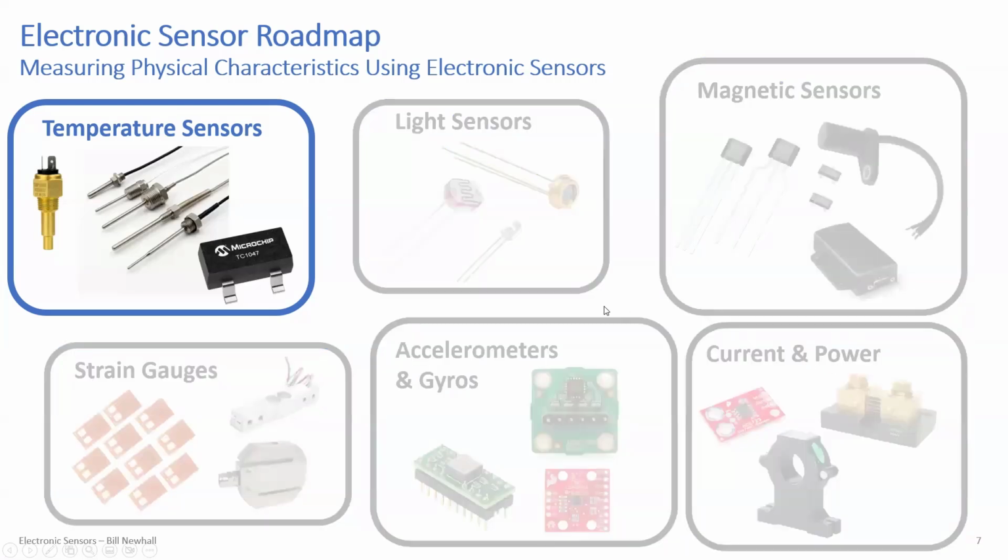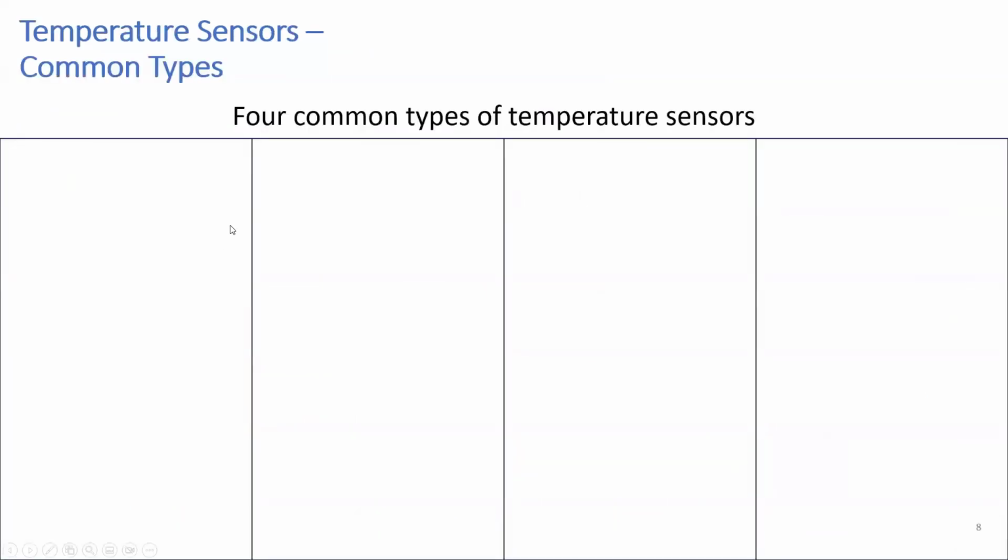So let's start out with temperature sensors. Okay, we're going to focus on each one of these. There are different types of temperature sensors, different ways to measure temperature. I'm going to talk about 4 common types of sensors that I've seen in typical circuits.